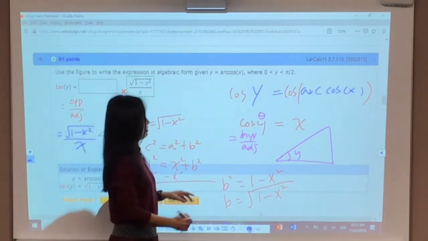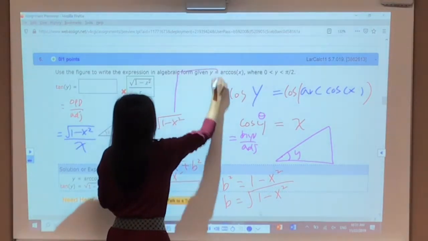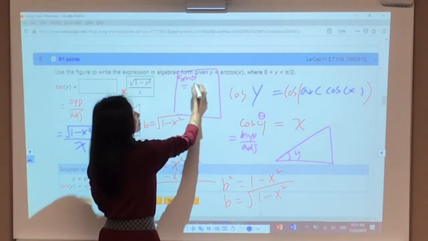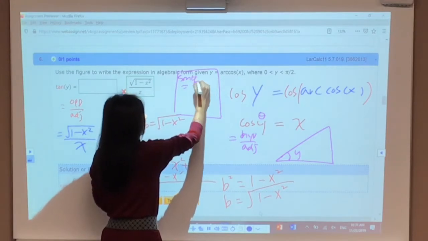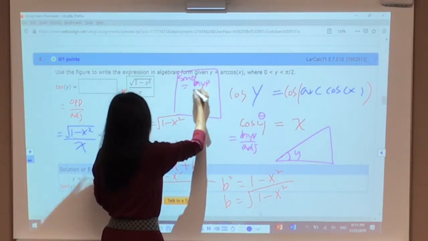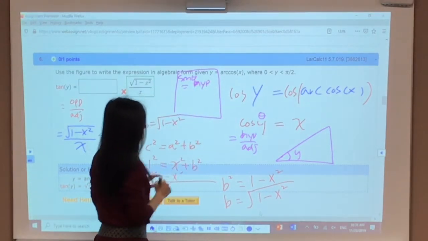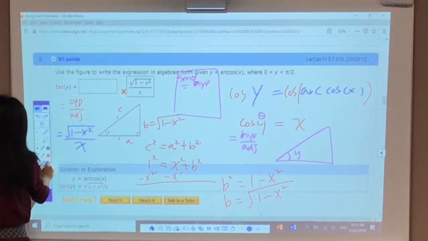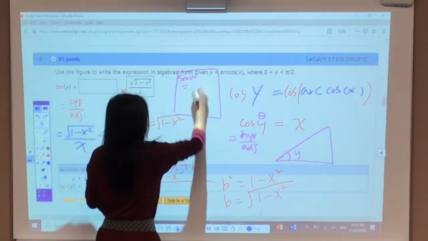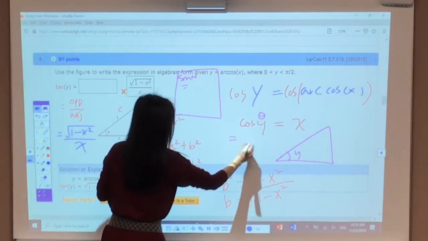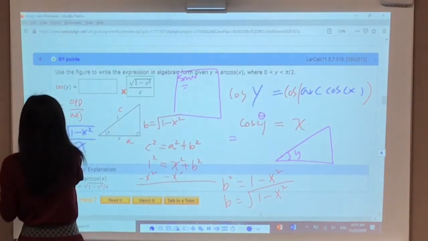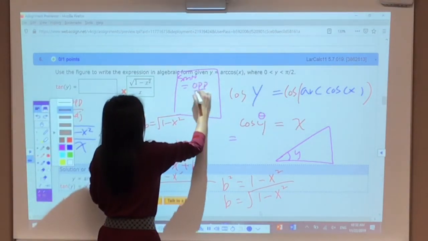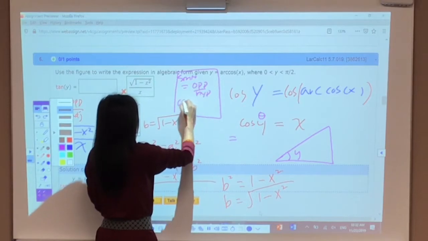Okay, sine, let's remember. Sine theta is what? Opposite over hypotenuse. I'm writing the opposite, didn't I? All right, so let's go over this one just to make sure that we know. Opposite over hypotenuse. Cosine is what?